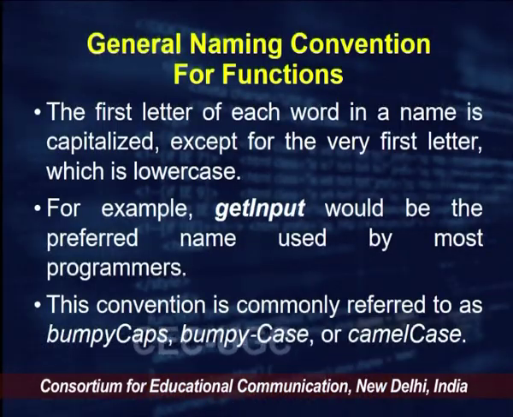Camel case means that whenever you name a function, the first letter of each word in the name is capitalized except for the very first letter, which is lowercase. For example, if we have a function getInput, the name is composed of two words, get and input. You write the first letter of the second word, input, in uppercase, and the rest of the letters in lowercase. So, this is a convention which is followed.